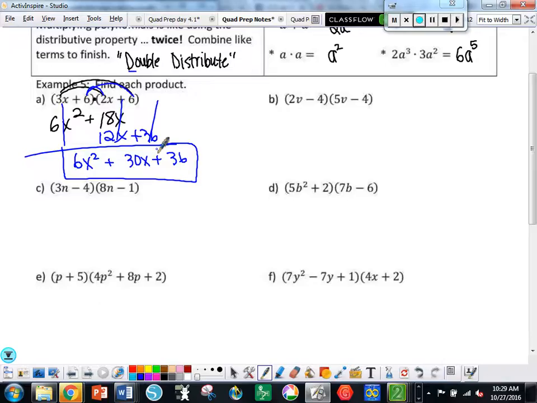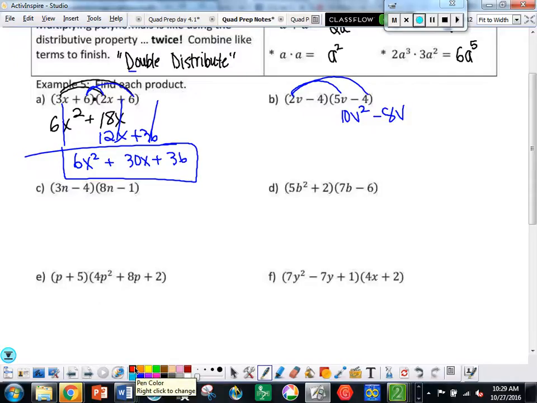Okay, part B. Do it again. So we're distributing twice. I'm going to multiply 2 times 5v, and I get what? 10v squared. 2v times a negative 4 would be a what? Negative 8v. So that's my first distribute.